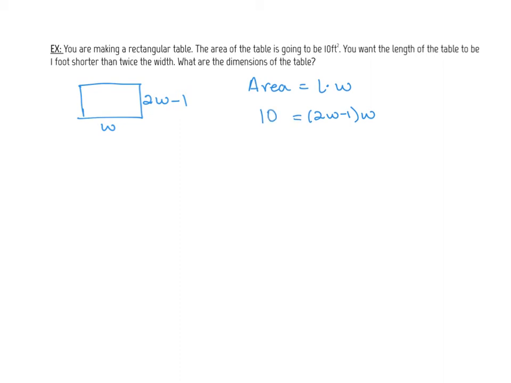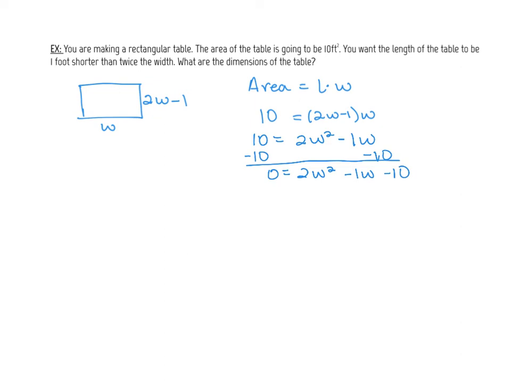Now, here's the problem. I don't know anything about a 10 product property, but I do know the zero product property. So I need to set this equation equal to 0, which means I need to distribute my W in here first before I can set it equal to 0. So we get 10 equals 2W squared minus 1W. Close, but now I need to set it equal to 0. So I'm going to subtract 10 because we want to keep our W squared term positive. So we get 0 equals 2W squared minus 1W minus 10.